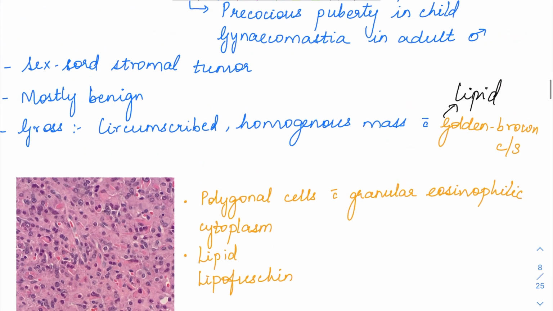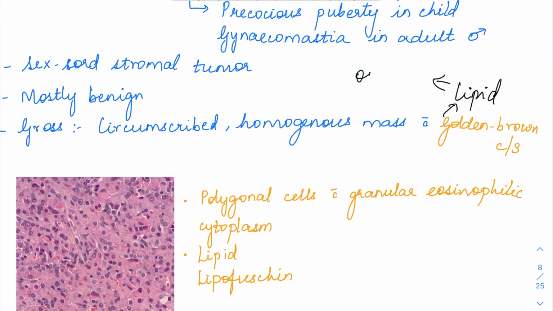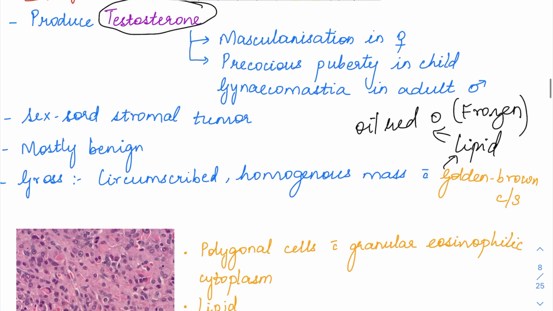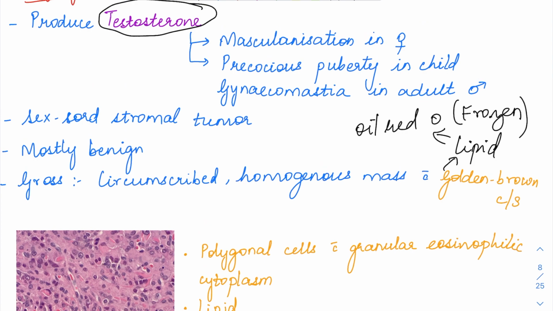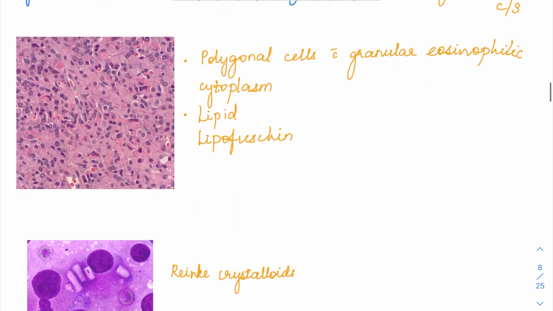So whenever lipid is present, what is the special stain we can use to prove its origin? Oil red O, right? So oil red O can be used only on frozen section though. So if you take a frozen section of this Leydig cell tumor and apply oil red O, it is going to come positive. So what is the testicular tumor which can show oil red O positive? It is going to be Leydig cell tumor. So microscopically, if you see, the Leydig cells are going to appear polygonal with some granular eosinophilic cytoplasm.